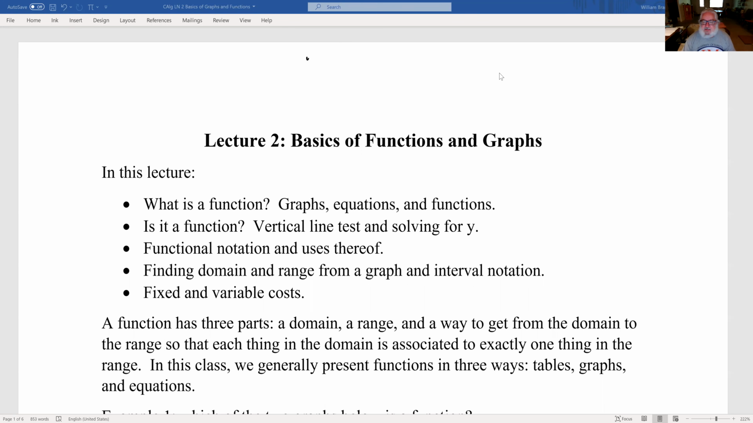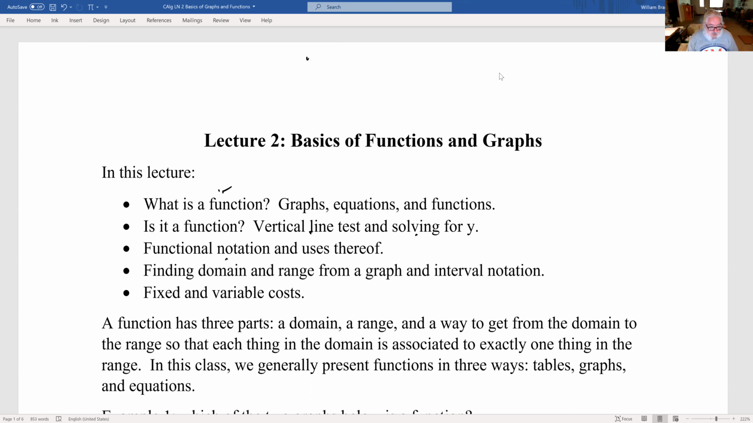Okay, lecture 2, basics of functions and graphs. So in this lecture, we will talk about what is a function, graphs, equations, and functions, and how they're related. How do you tell if a graph is a function or if an equation is a function? Vertical line test and solving for y are the answers to those.